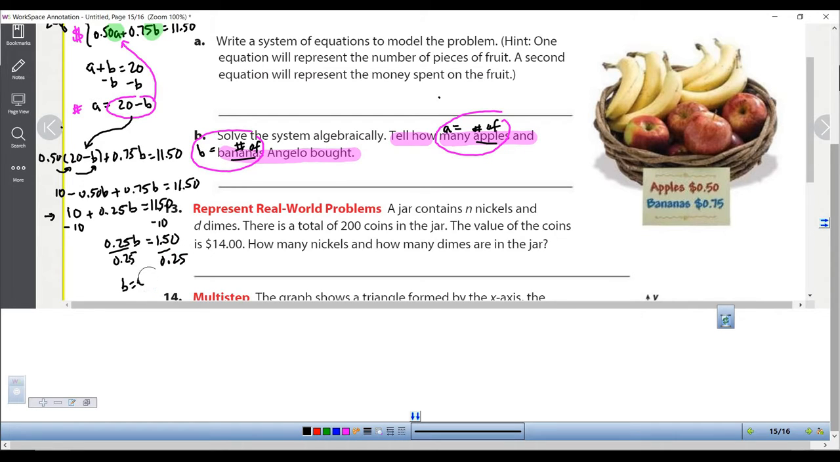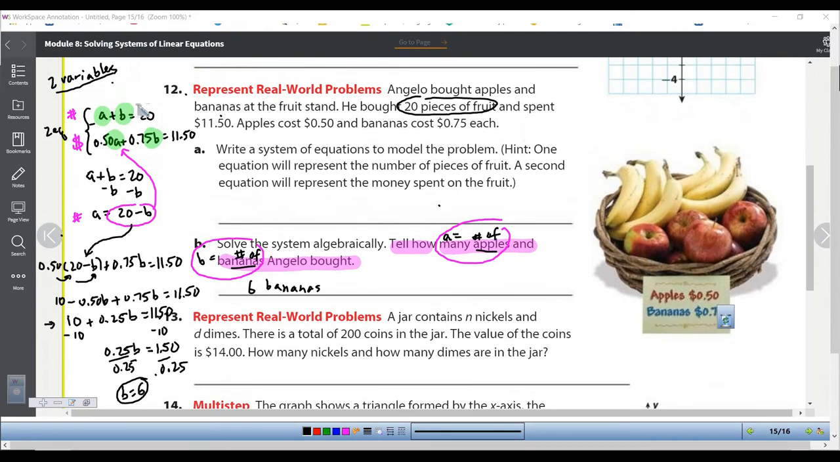So what did we just find out? We found out that B is equal to 6. And if you've forgotten, B was the number of bananas. So the number of bananas is 6. So 6 bananas. We have done the hard part. We are almost done. Because what was our first equation?